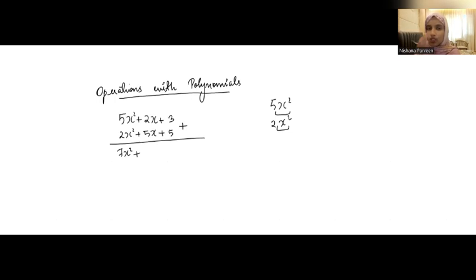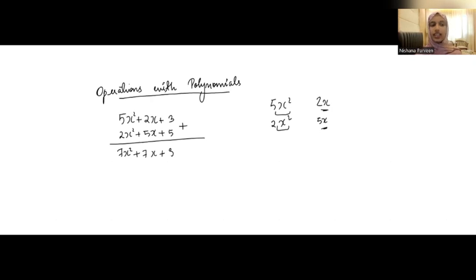Okay, so next, 2x plus 5x. Again, I can add because 2x and 5x are like terms, right? Because they only contain x. So I can just add that. 7x. Next comes 3 plus 5. 3 plus 5, I'll get 8.